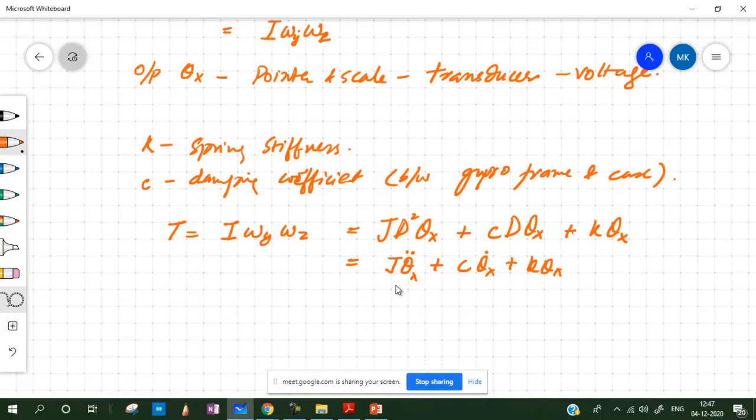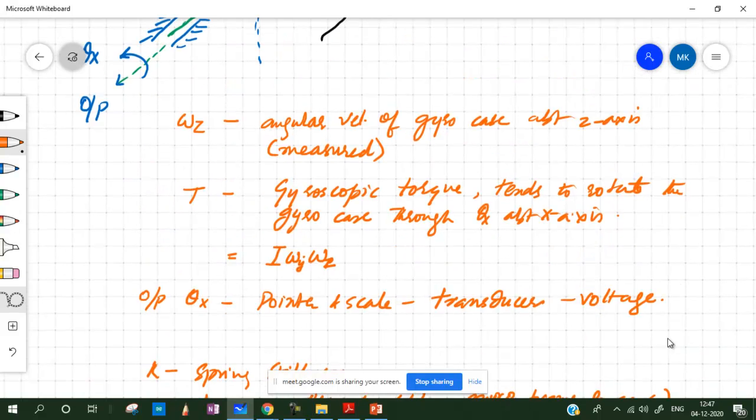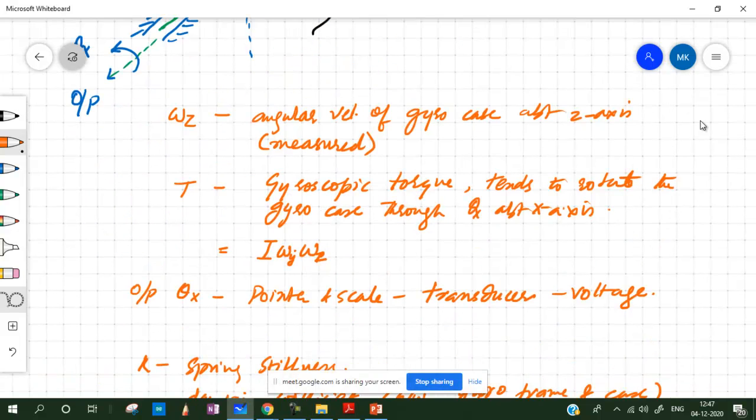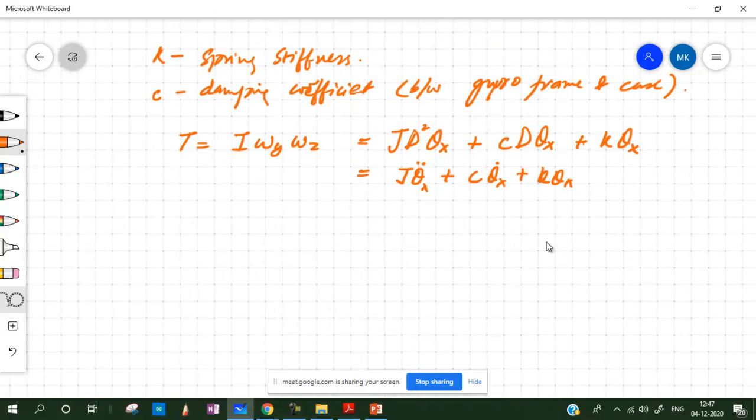So J theta x double dot plus C theta x dot plus K theta x will be equal to the torque that is generated because of some body connected to this trying to spin it about the omega z axis, or you can say the z axis. Because of that, some torque is generated, which we know by gyroscopic principles is equal to I omega y omega z. So we can correlate this with this, and get a relation between theta x.